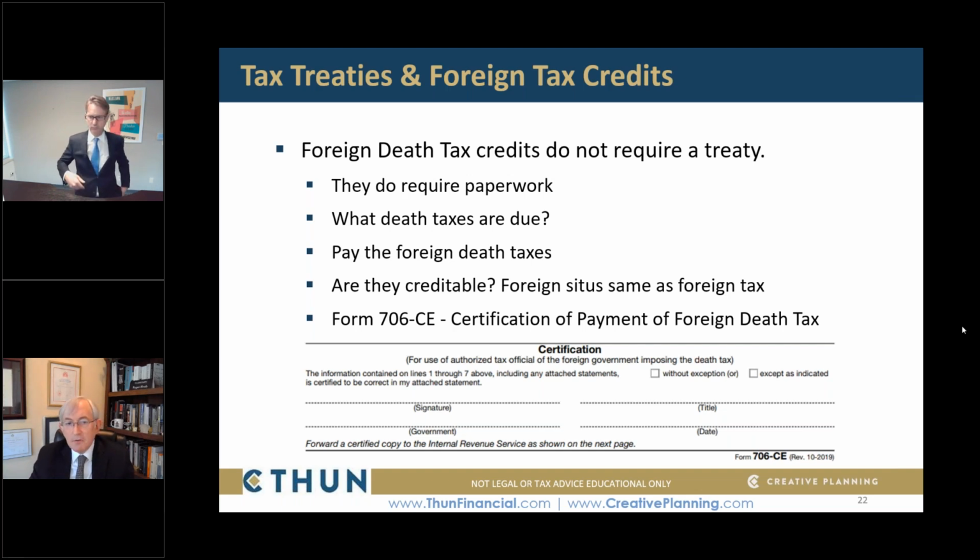When you finish jumping through all of that and you fill out your Form 706CE to certify the payment of your foreign death tax, I've deliberately put a copy of this small part of the form on the slide, you need to get this certified by a tax official of the foreign government that's imposing the death tax. So you can well imagine this is not a high-speed event in any case.